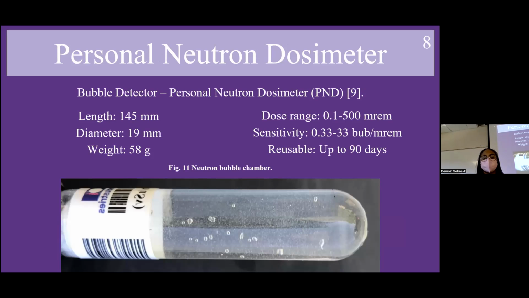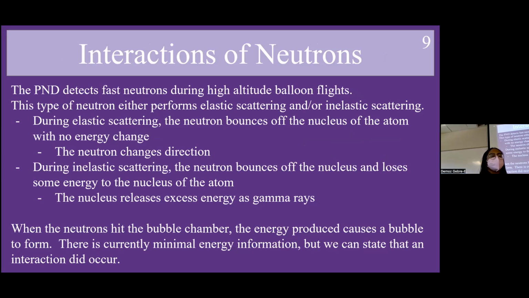And so they do have a pretty short lifetime, about 3 months. So we have to do it within a certain period of time, but they do give us really good data. So we like them a lot. So what the PND does, it detects fast neutrons during the balloon flights.